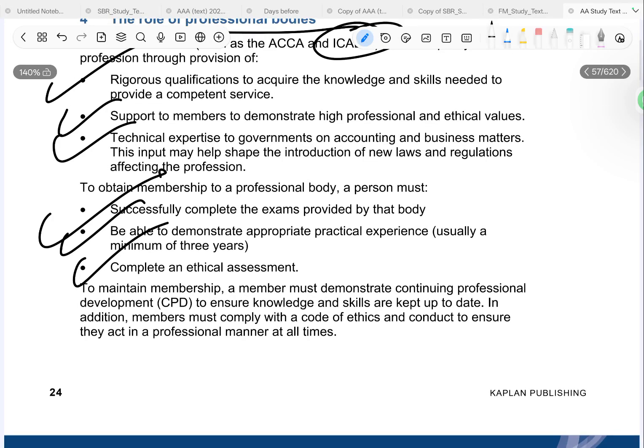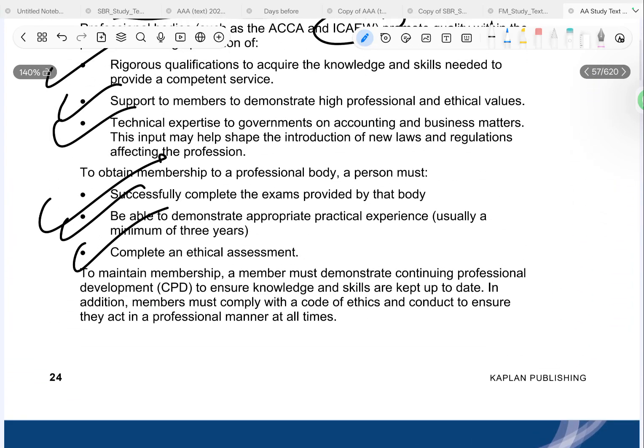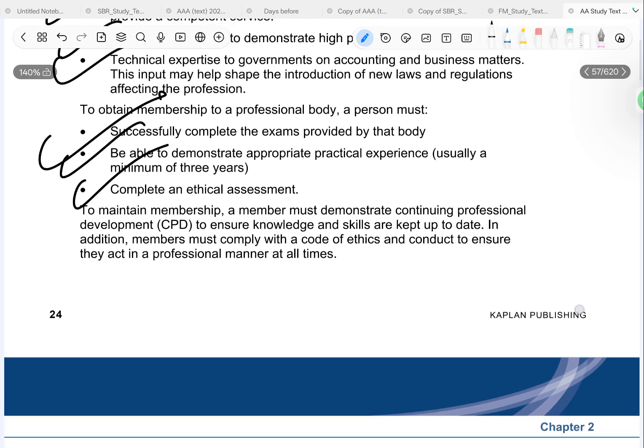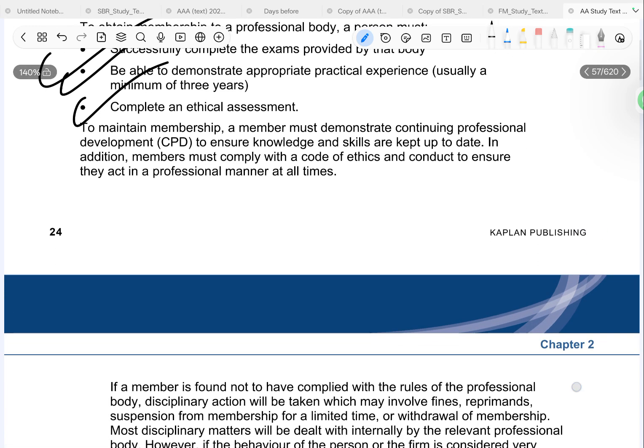But becoming a member is not the end of the journey. To maintain membership, accountants must complete continuing professional development, also known as CPD. CPD ensures that professionals keep their knowledge and skills up to date, especially because accounting and auditing are constantly evolving. In addition to CPD, members must also follow a professional code of ethics and conduct. This ensures that accountants and auditors continue to act in a professional, ethical, and responsible manner throughout their careers.